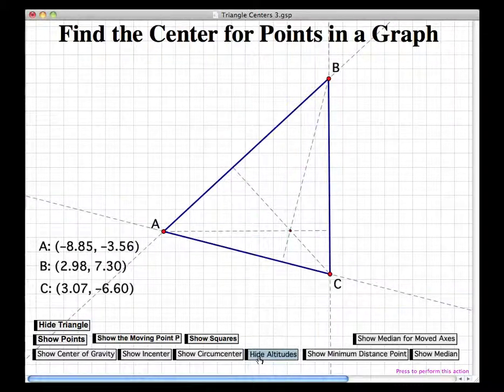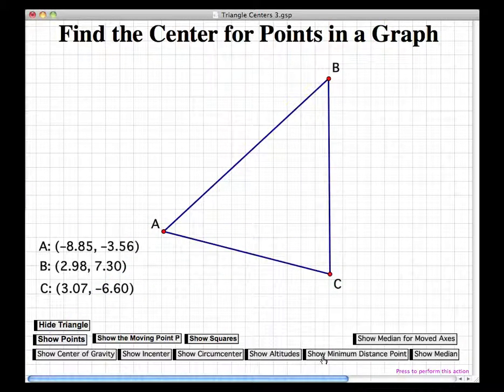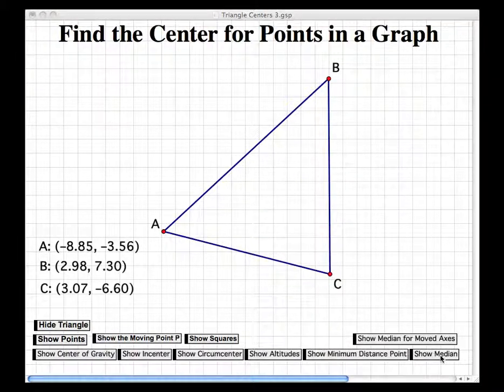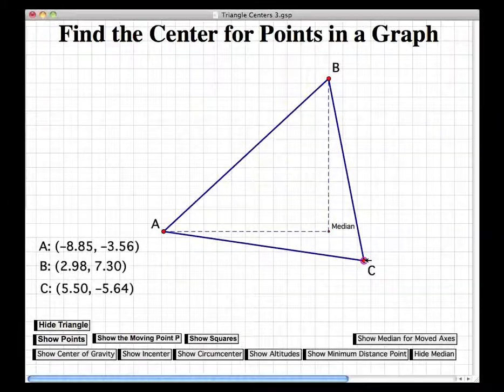Fourth, we could consider the point where the altitudes of the triangle meet. Or, we could consider the point that minimizes the sum of the distances to each of the 3 vertices. It is the point which makes angles that are exactly 120 degrees, when lines are drawn from the point to each of the vertices. Remember, when we were looking at points on a number line, the least distance point was the median for the collection.